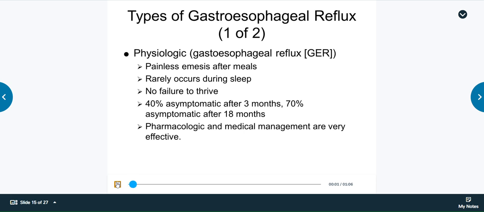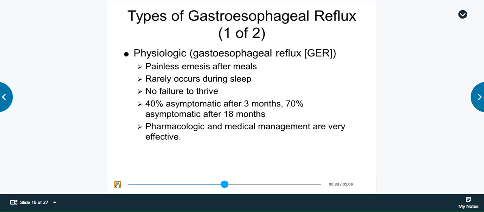Quite a bit of this chapter focuses on the treatment and management of GERD in infants. And your book also talks about the difference between gastroesophageal reflux and gastroesophageal reflux disease. So, gastroesophageal reflux is a normal physiologic phenomenon. These babies have painless emesis after meals. Rarely does it occur during sleep. Because it hasn't progressed to a disease process, these babies don't have failure to thrive.